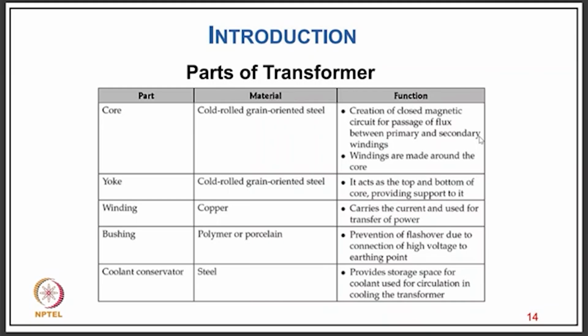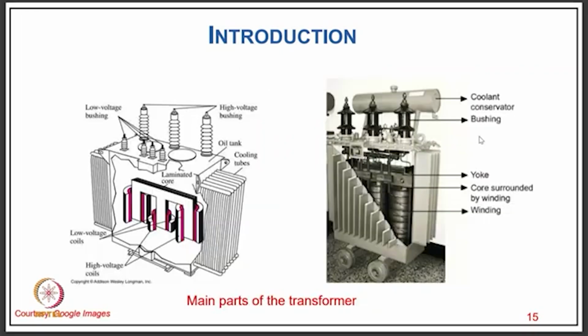Similarly, of course, we have the winding. Normally, we use copper, but in low rating transformers, especially distribution transformers, the government has a restriction to use only aluminum conductors in place of copper conductors, because of one major reason, the cost. Then of course the bushing, which is made from polymer and porcelain, and the coolant, which is made of steel.